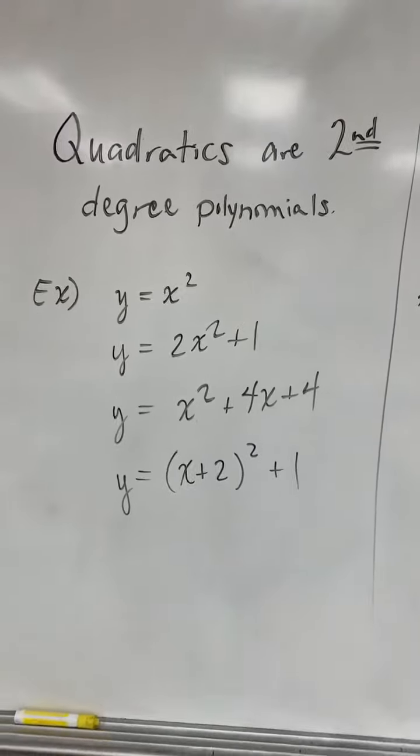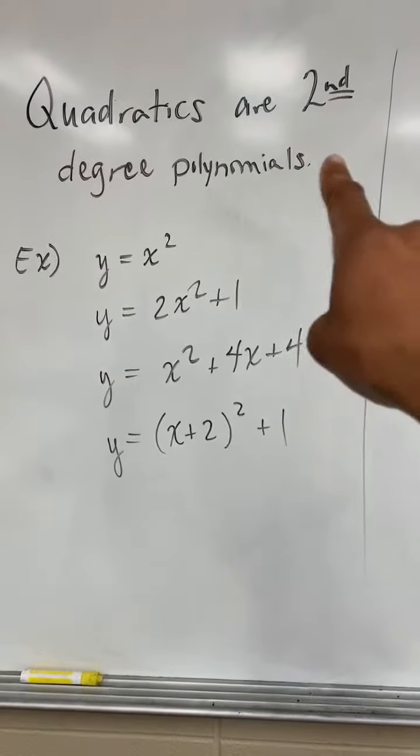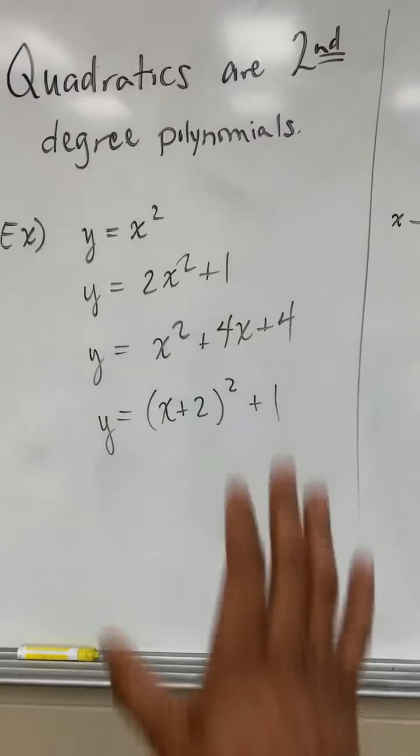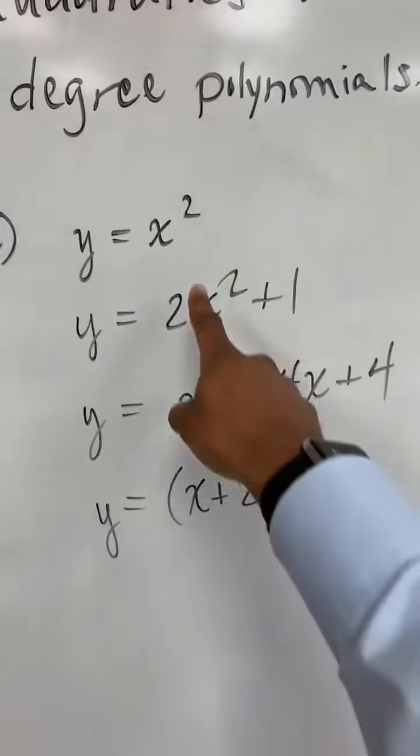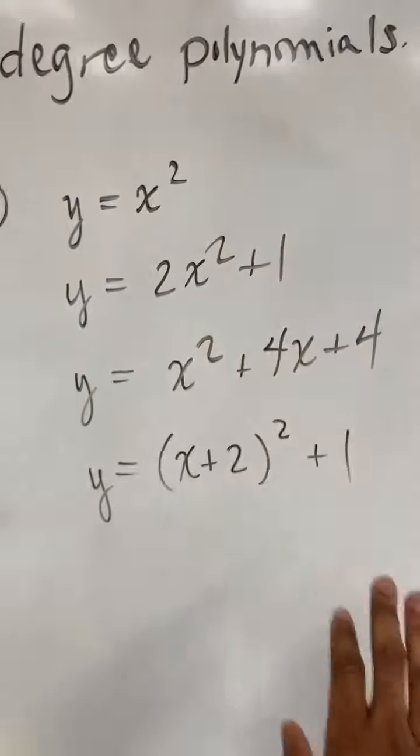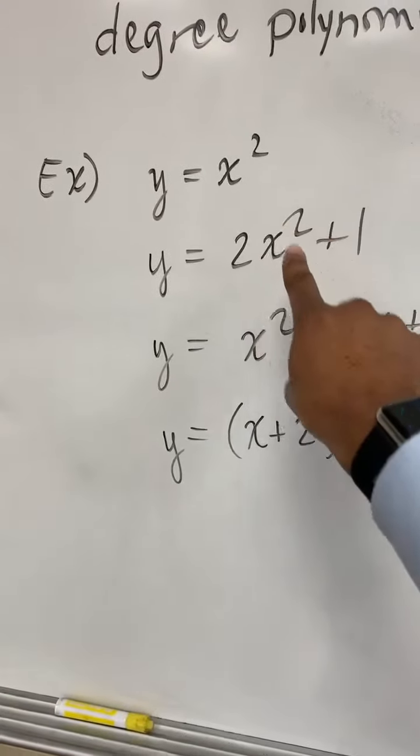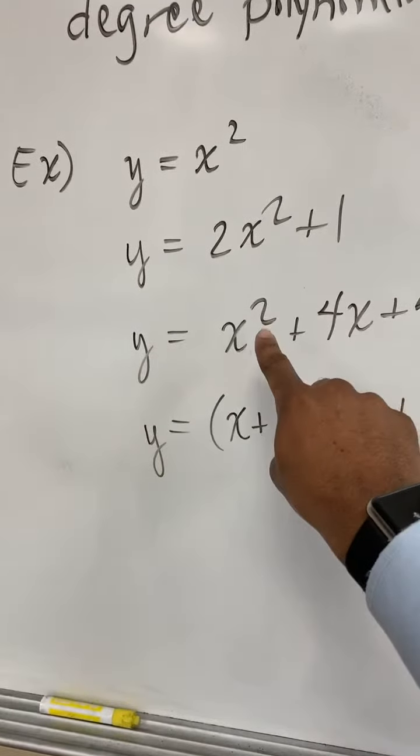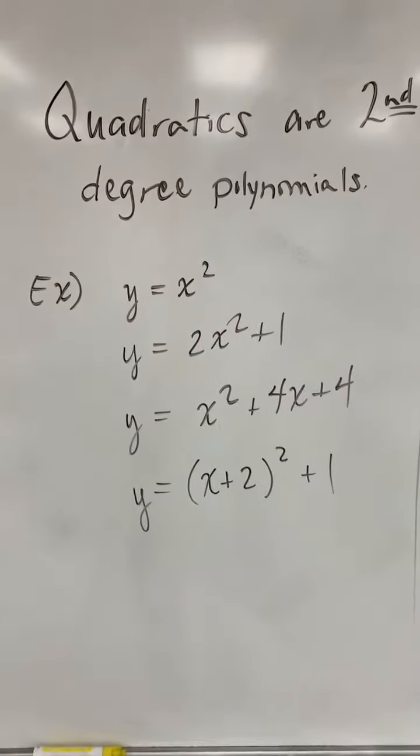So I use the word quadratics, and I want to make sure we're on the same page with what a quadratic is. A quadratic is a second degree polynomial. So everything that you see here is an example of a quadratic because the highest degree of these polynomials is power 2. There's my power 2, power 2, power 2. So every last one of these is an example of what we call a quadratic.